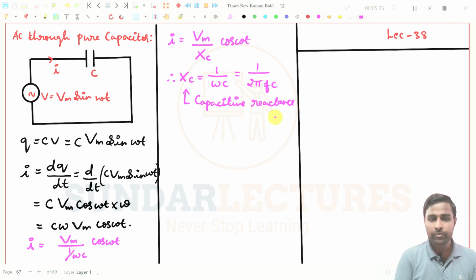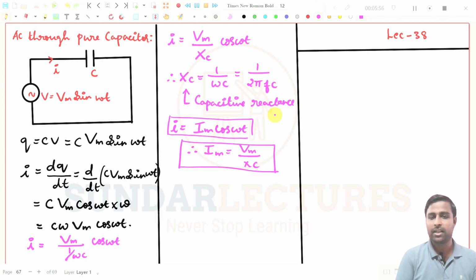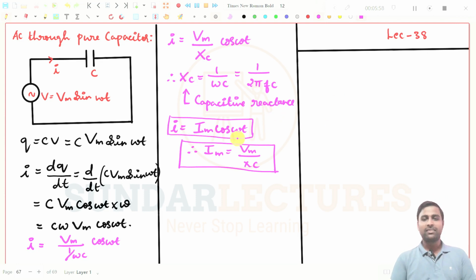So finally, i can be written as Im cos of omega t. What is Im? We can directly write Im is equal to Vm by Xc. So this is the final expression of current in the capacitor.